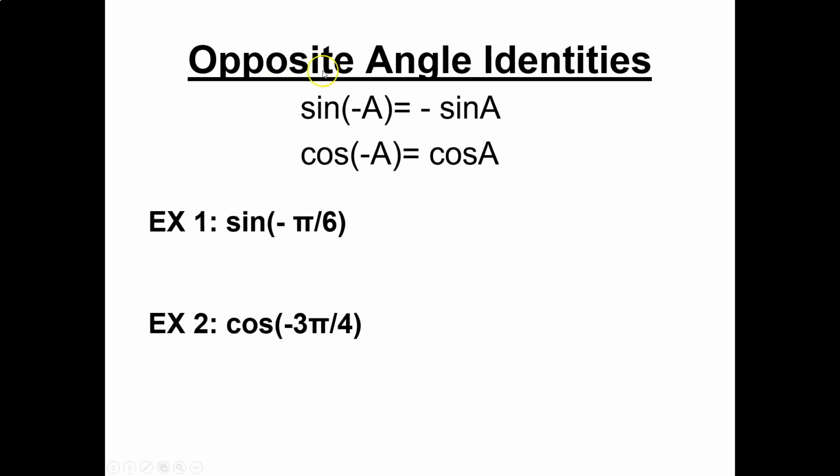So, sine of negative a equals negative sine a. That a could be a theta or x. It doesn't matter what variable you use. I don't know why I used a. Probably our old textbook used that. So, what this means, and then cosine of negative a just equals cosine of a.